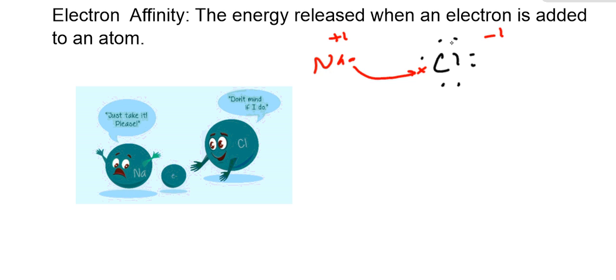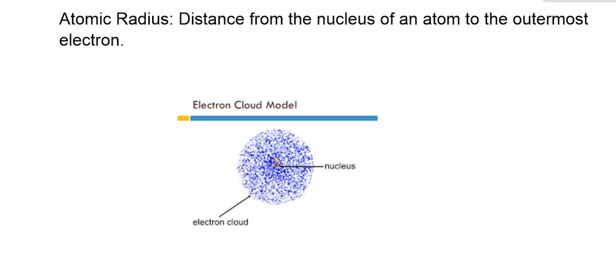Now, if it's not released, that means, let's say sodium wants to receive an electron. Well, then that's going to make it more unstable. Therefore, sodium may not want to take on an extra electron. So I want to point out to you all that not every single atom may want to get an electron. But definitely our nonmetals, when they receive electrons and become stable, there will be energy released when that happens. Next, atomic radius, the distance from the nucleus of an atom to the outermost electron.